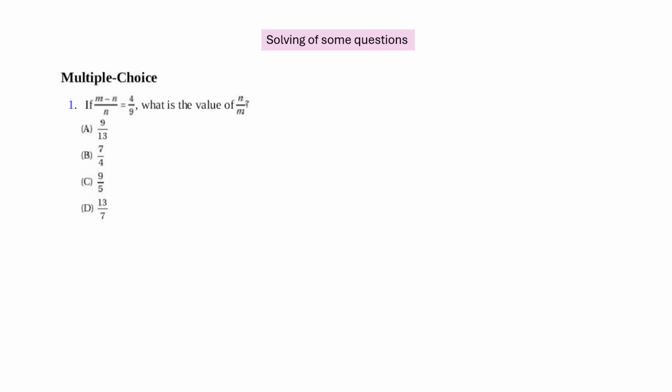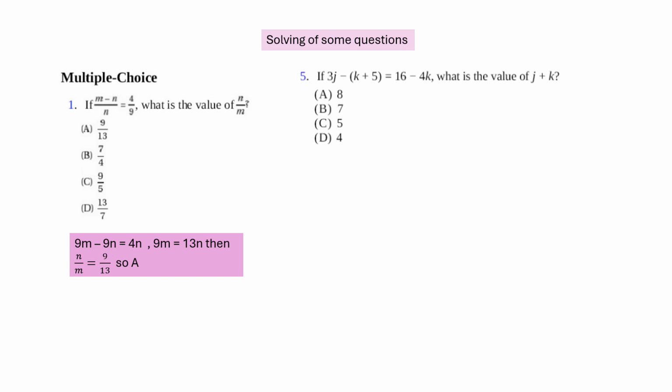Ask about what is n over m. So do cross multiplication. 9m minus 9n equals 4n. So 9m equals 13n. Then n over m equals 9 over 10, which is choice A.